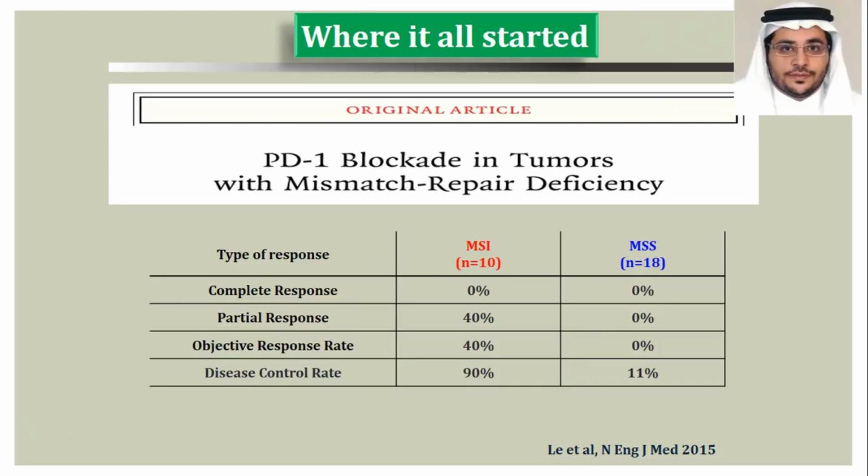The story started from a very simple number. If you can see, only 38 patients, and it was published in the New England Journal of Medicine. Those who had MSI, see the response, reached almost 40% in heavily pretreated patients with metastatic colorectal cancers, and disease control was 90%. Those patients were actually in second and third line of therapy.